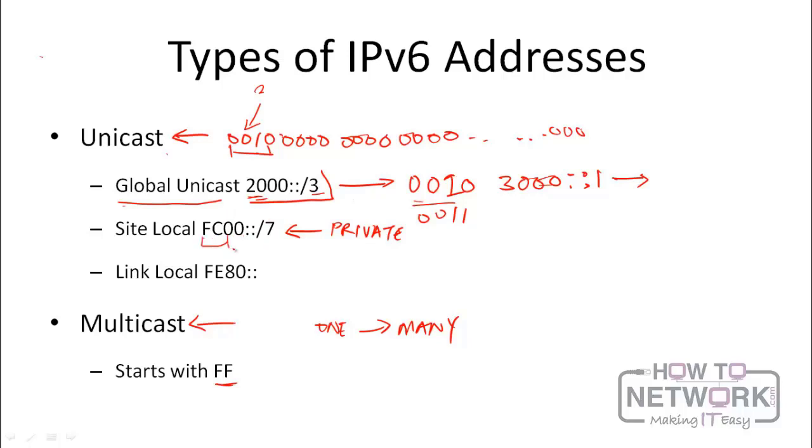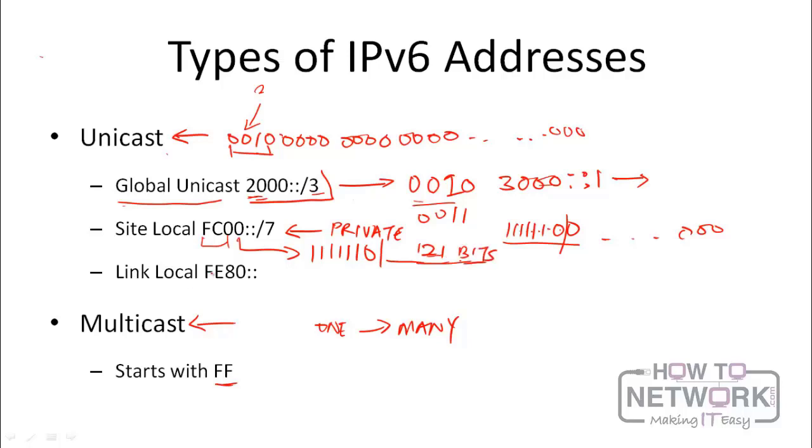FC00::/7. If we expand the first 2 hexadecimal characters, F is 15, so F would be 1111, and C is 12, so that would be 1100. And then of course the other zeros would just be zeros all the way to the 128th bit. If we count the first 7 digits, it would be 1, 2, 3, 4, 5, 6, 7. So what that means is that site local addresses must begin with binary digits 1111 110. So we don't really care about what all the other 121 bits are.